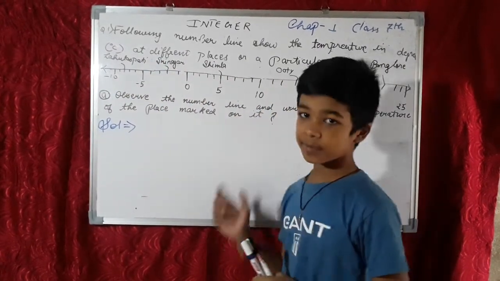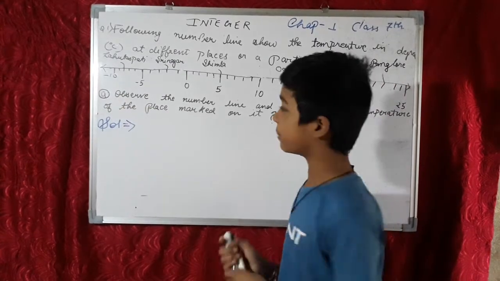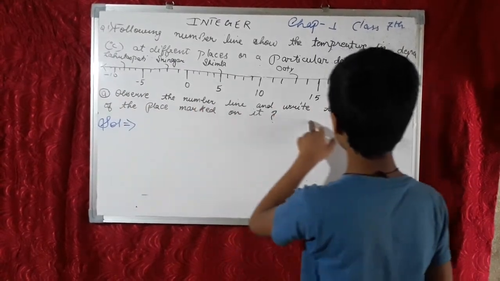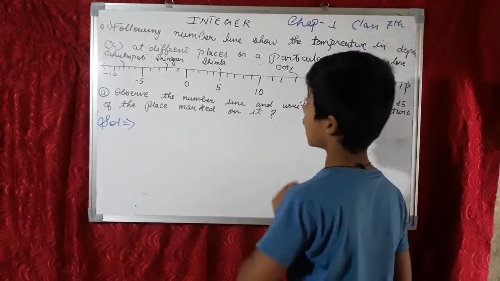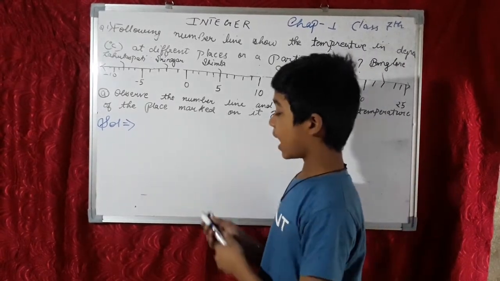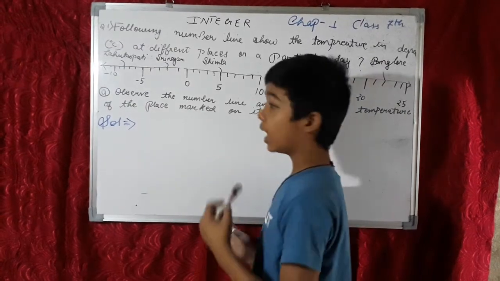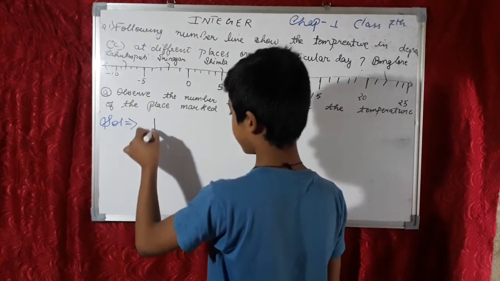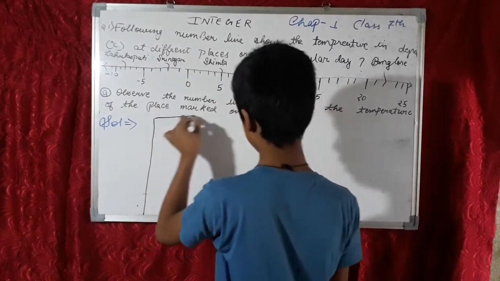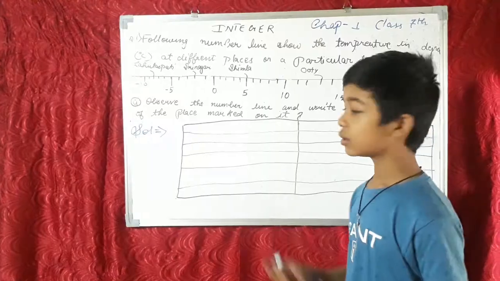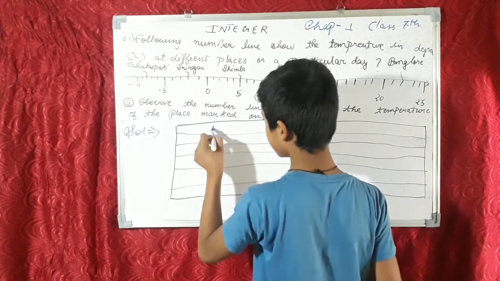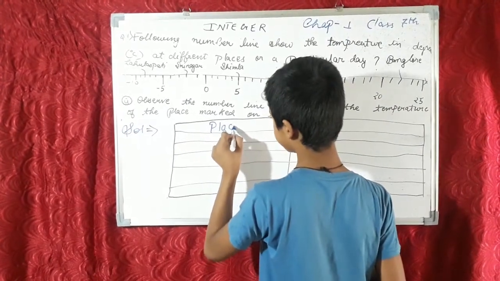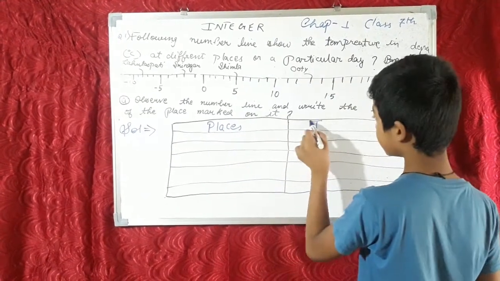So this is our first question, part A. Observe the number line and write the temperature of the place marked on it. So now we will write here Solve, and now we will write the answer. What we have to do, we have to make one line. So friends, now we are going to solve. First we will write the places here, then we will write temperature.